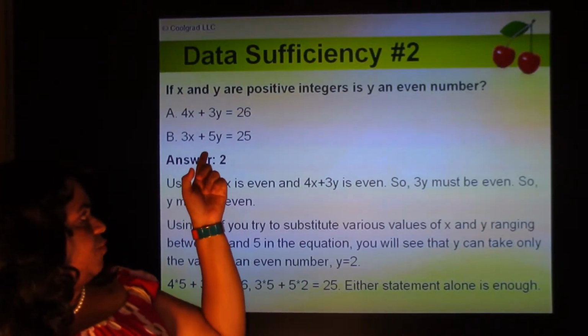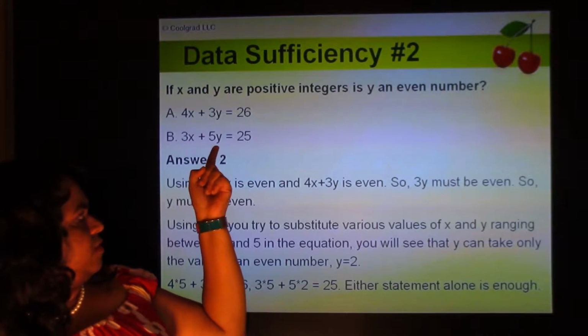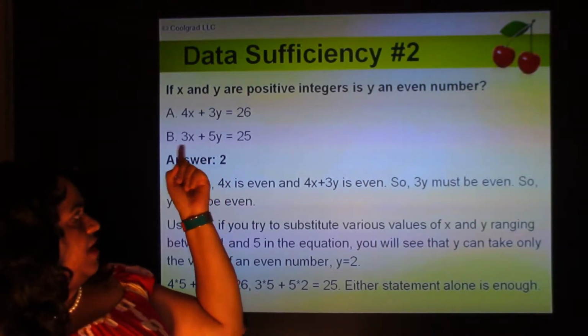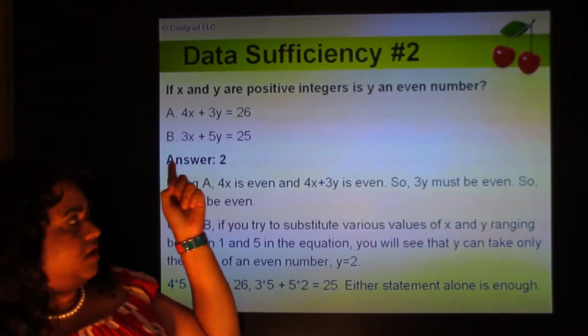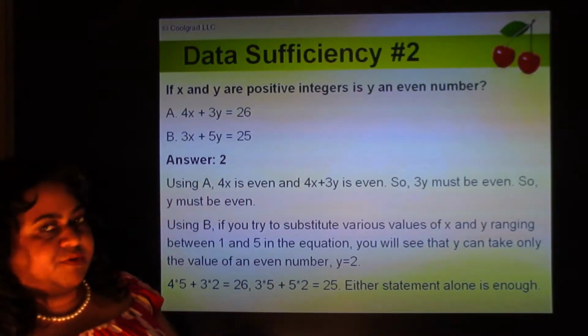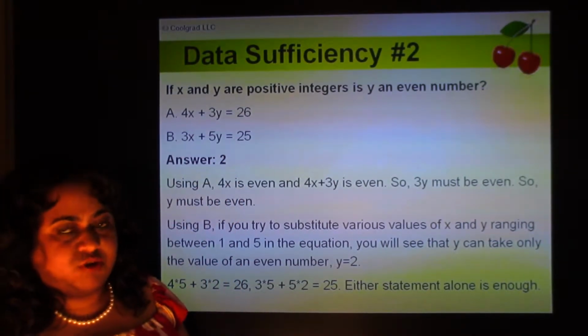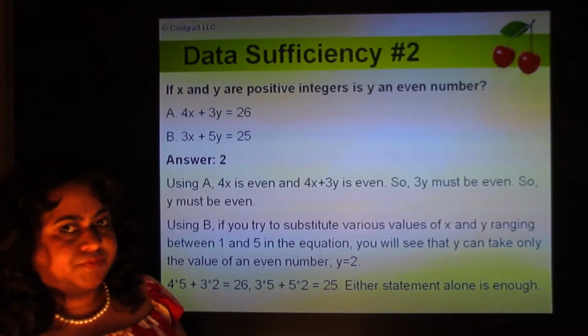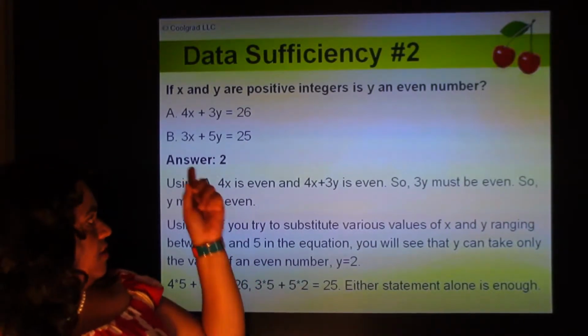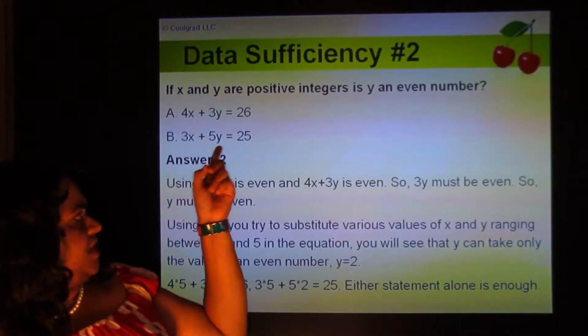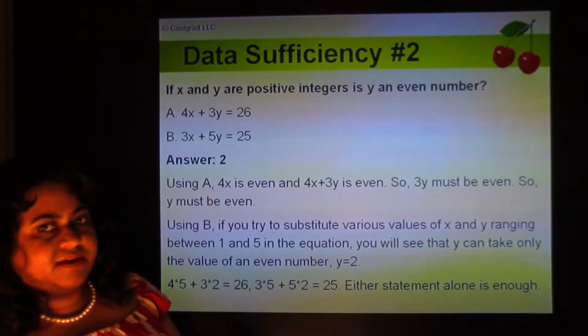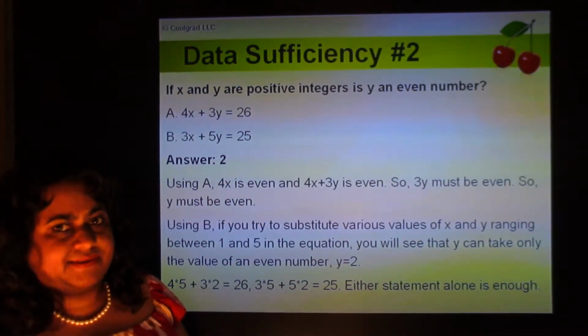So try y equal to 2. When y is equal to 2, we have 3x plus 10 equals 25, and so 3x is 15 and x can be 5. So you have a solution where x is 5 and y is 2. Now let's try y equal to 3. So 3x plus 15 equals 25. So 3x equals 10, and you can't have an integral solution for x.